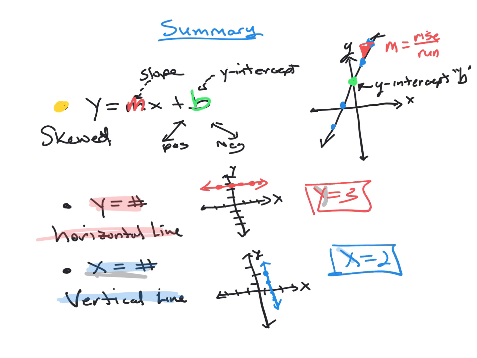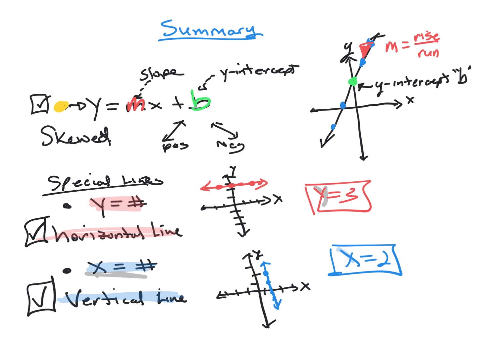So these are your special cases or special type lines: a horizontal line when it's y equals a number, a vertical line when it's x equals a number, and if it's in the form of y equals mx plus b, those are your skewed lines. So that's a little summary.